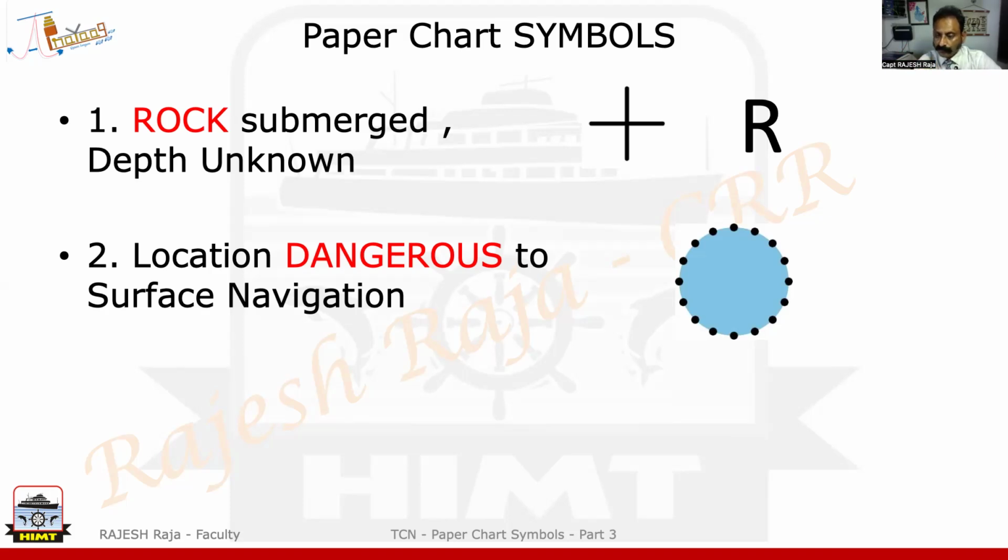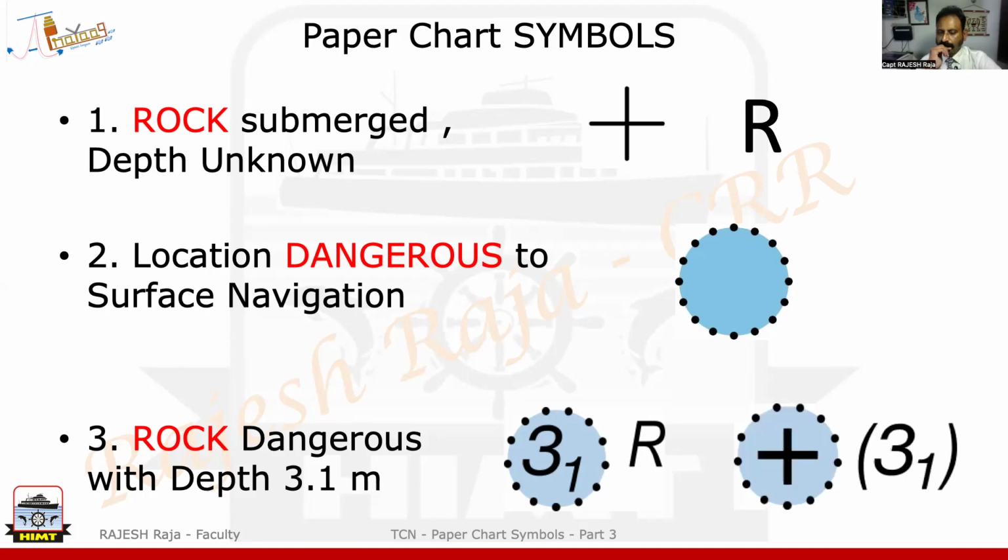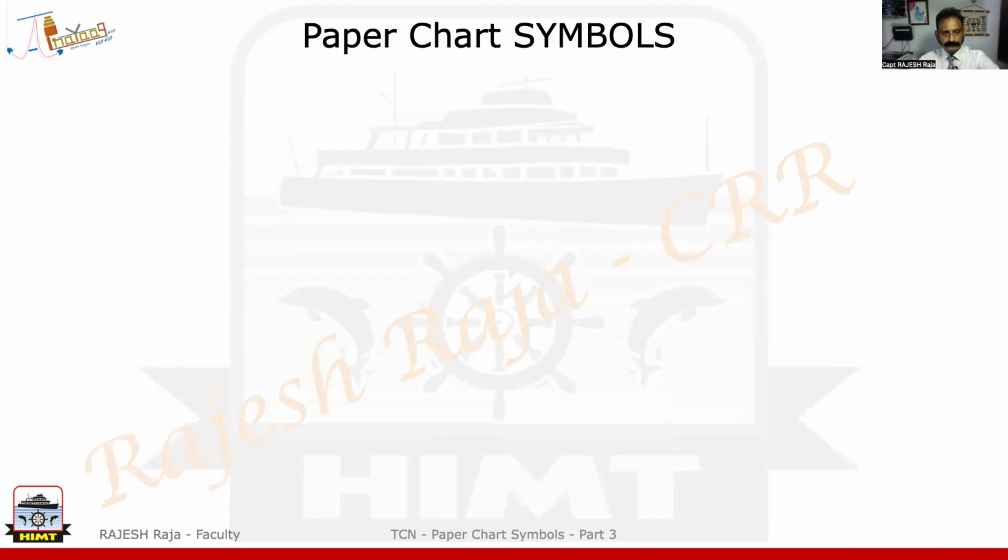So this color again goes back to the same blue shades and the white shade, whatever I had shown. This feature, wherever it comes, please consider this as dangerous to surface navigation and don't plot course on top of this. I'm showing you a rock which is dangerous to surface navigation, but the depth is known as 3.1. So it might be shown either like this, or it can be shown like this also. Both are valid symbols for you. Both show that they're dangerous to surface navigation.